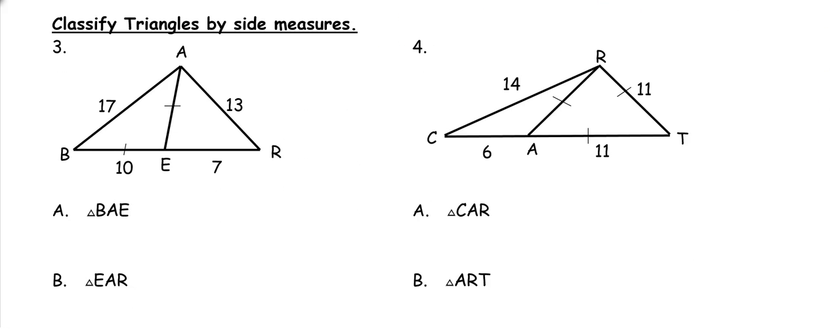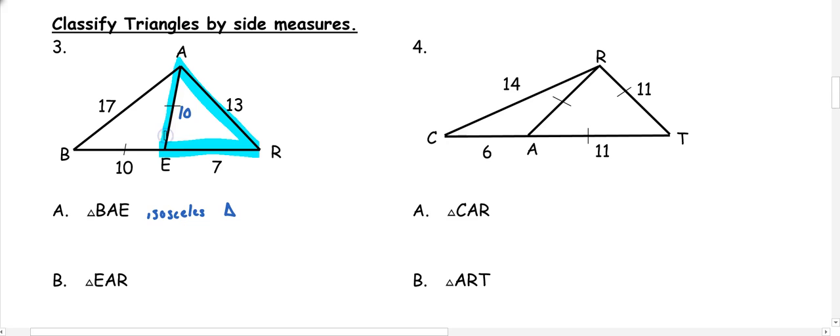So the first triangle that we are looking at is BAE. So in BAE, we have that tick mark, which means if this side is 10, this side is also 10 because they're congruent. So because we have two sides that are the same measure, this is an isosceles triangle. Our next triangle then is EAR, and in EAR, all of the sides are different measures. So this is a scalene triangle.